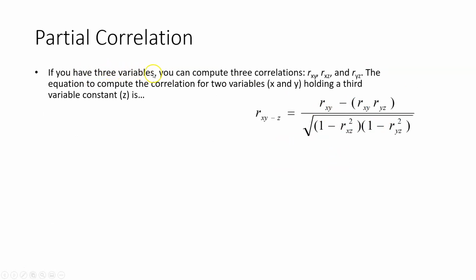If you have 3 variables, you can compute 3 different correlations from them. You can compute the correlation between x and y, the correlation between x and z, and the correlation between y and z. Once you've computed those 3 correlations, then you can use them in this formula to compute the correlation for 2 variables, x and y, while holding a third variable constant.